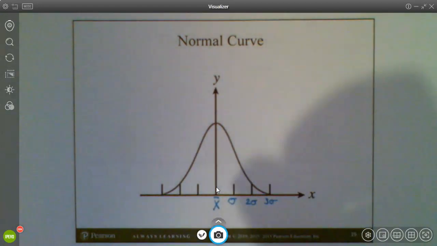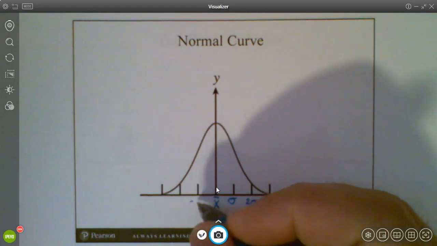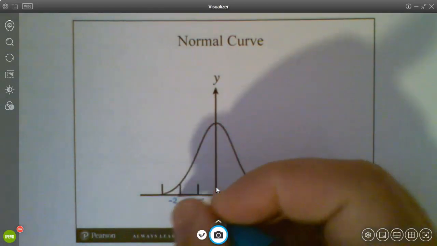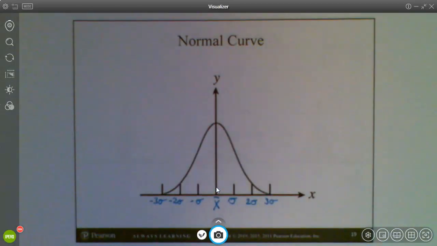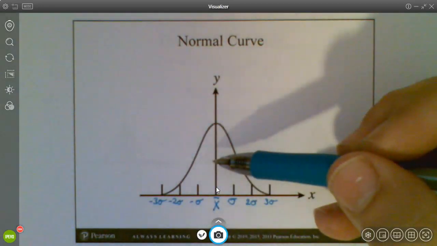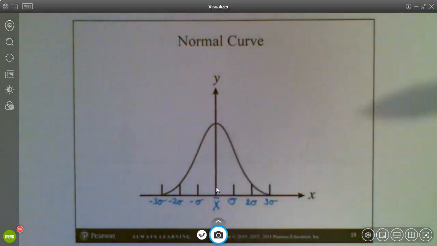If you went the other way, you're subtracting standard deviations. If I took the mean and subtracted 1 standard deviation, I get that point. This would be minus 2 standard deviations, and this would be minus 3. So you get 7 values across the x-axis. You've got the mean in the middle, and then you are moving out away from the mean with standard deviations. It is symmetric on both sides. From here to the left is 50% of your data. From here to the right is another 50% of your data.